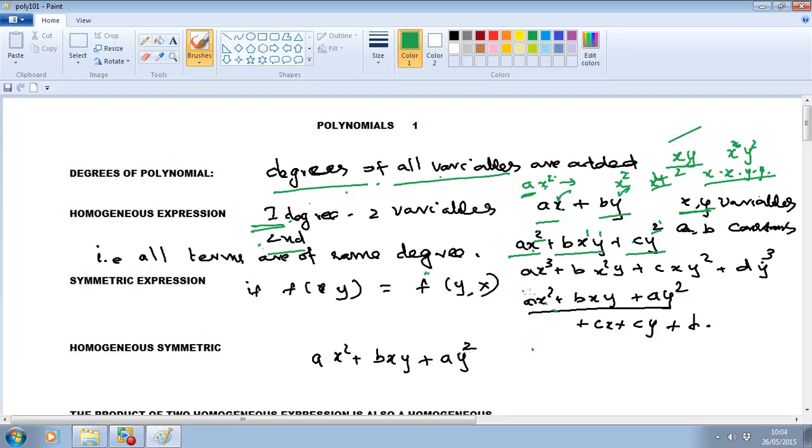So next we have one more. What about cube? This is third degree: ax cube plus bx square y plus cxy square plus dy cube. A, B, C, D are all constants. Variables are x and y. x square y is third degree. xy square is third degree. y cube is third degree. There is no constant in a homogeneous expression. So this is a homogeneous expression of third degree.